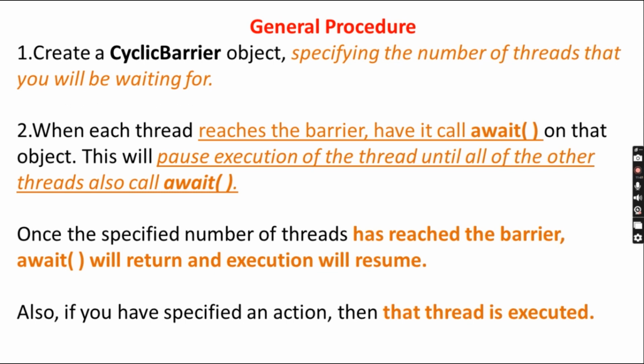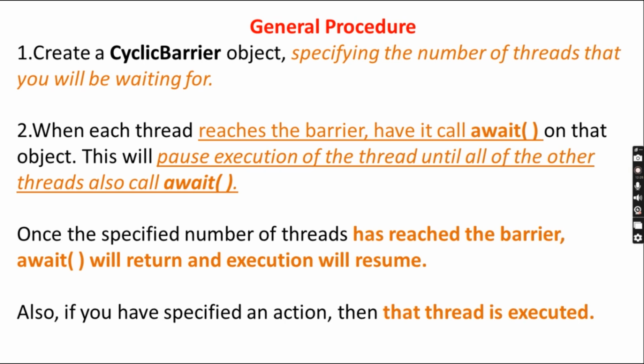So how to create it? First, create a CyclicBarrier object, like creating a Semaphore object or a CountDownLatch object, and provide the number of threads that must wait. When each thread reaches that particular execution point or barrier point, have it call await on that object. This will pause execution of the thread until all of the other threads have also called await. So all have to wait unless and until all the threads have reached that particular barrier point.